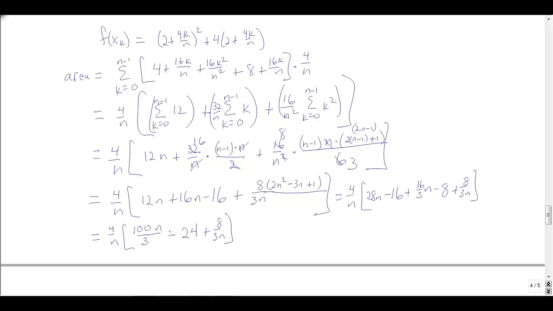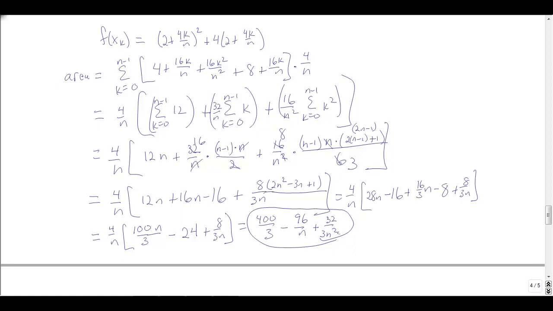And then I can distribute the 4 over n. Gives me 400 over 3. Minus 24 times 4 is 96 over n. 4 times 8 is plus 32 over 3n squared. So that is really our formula here. So this took a lot of work. This is one reason why we'll like the fundamental theorem of calculus and be able to use antiderivatives to do this. So this gave me a formula for n rectangles.